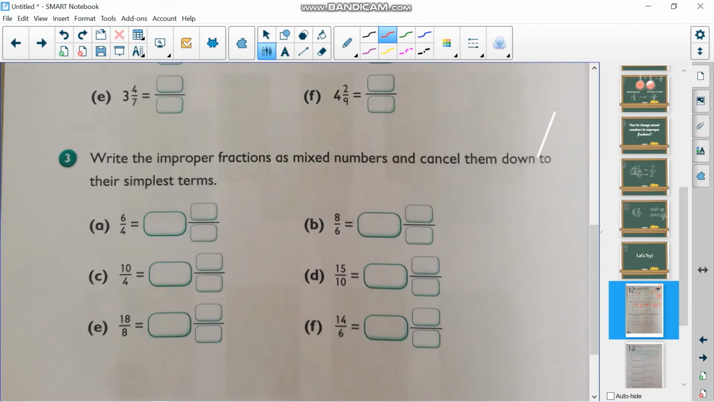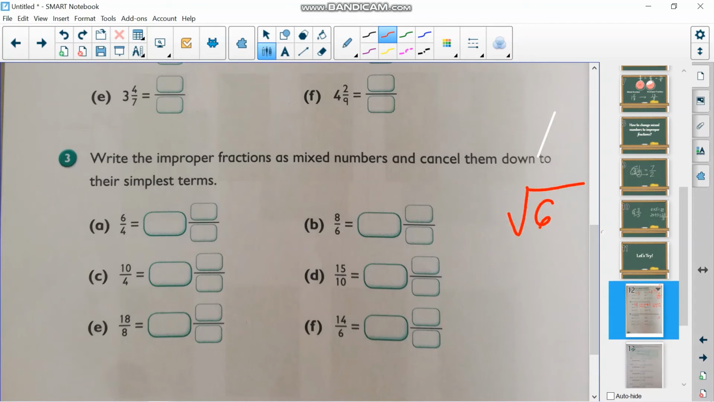Now let's go to number 3. Write the improper fractions as mixed numbers and cancel them down to their simplest terms. So first we will get the mixed number and we will reduce the fraction to its lowest term. Now how do we get the lowest term? We have already studied that with our previous lesson. So let's start with letter A. 6 over 4, it means 6 divided by 4. So let's make first a draft here.